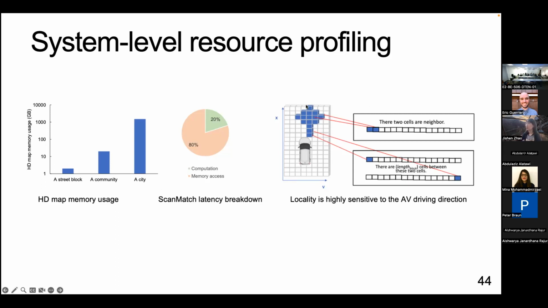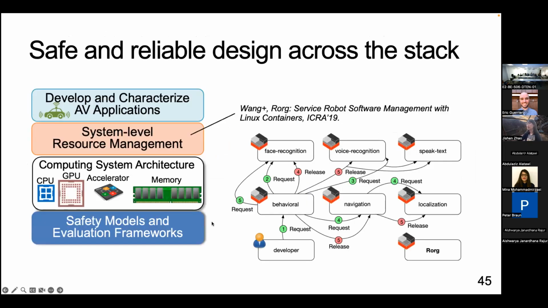Whether you're driving along the axis of your map, or you're turning at an angle to the map, that will significantly impact the data format, access pattern, and also the locality. The memory utilization can also change depending on where the car is driving and what kind of location, and also the driving manner and traffic, and so on and so forth.